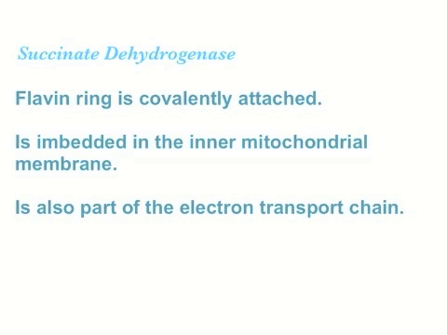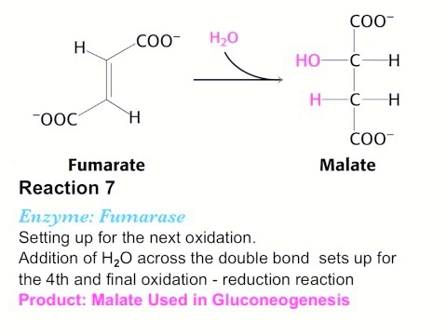This allows succinate dehydrogenase to function both in the TCA cycle and in the electron transport chain. In reaction number 7, we're going to hydrate fumarate to form malate. We're going to add water across the double bond to set up for the final oxidation of the TCA cycle. And the product is malate. We saw this intermediate when we were looking at gluconeogenesis. Malate is an important product, as it can also be used in gluconeogenesis.